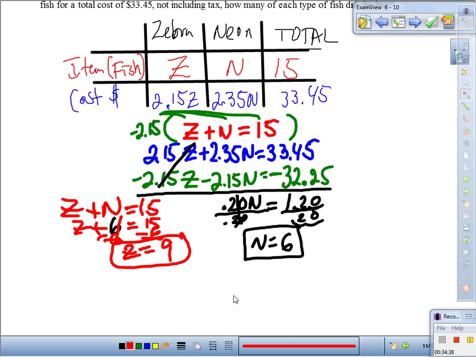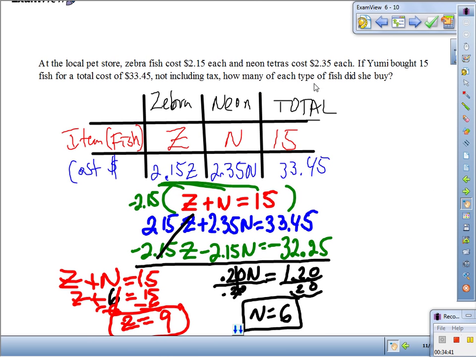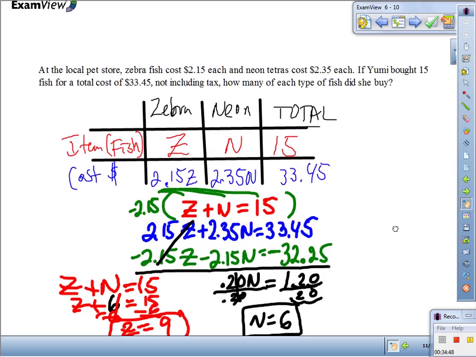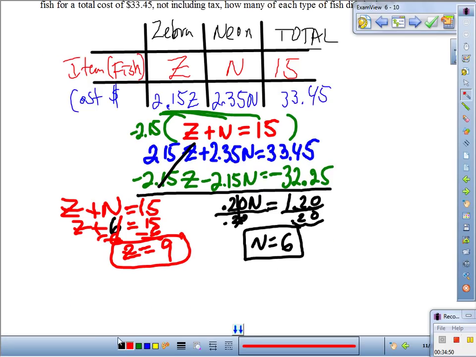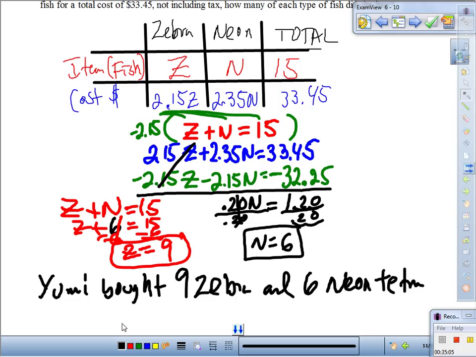All right, let's write our statement. Answer the question. The question was, how many of each type of fish did she buy? Who? Yumi. So then let's write, Yumi bought 9 zebra and 6 neon tetra fish.